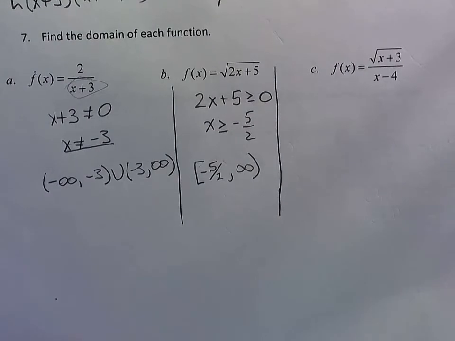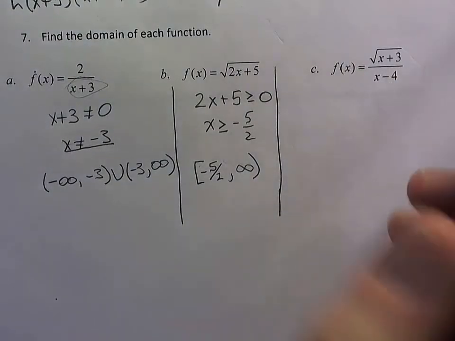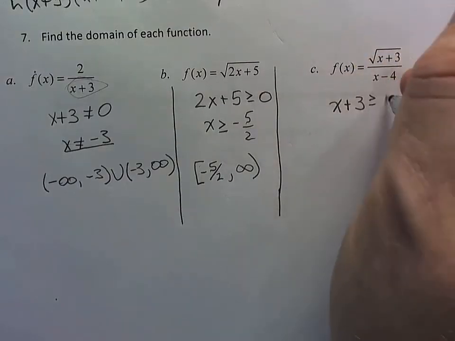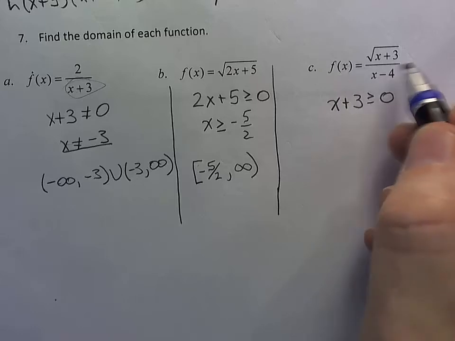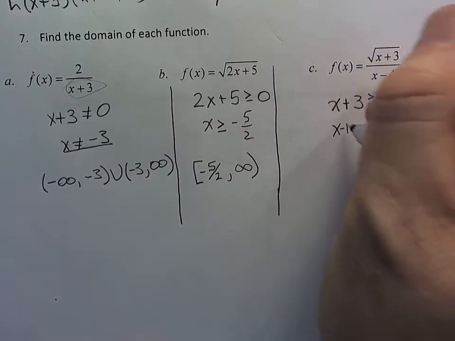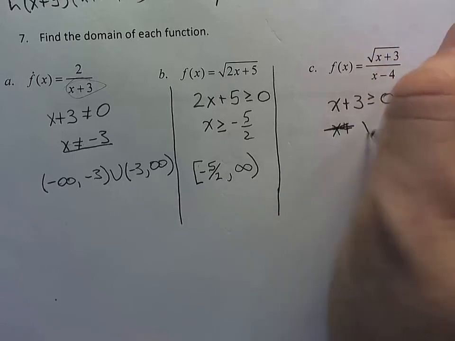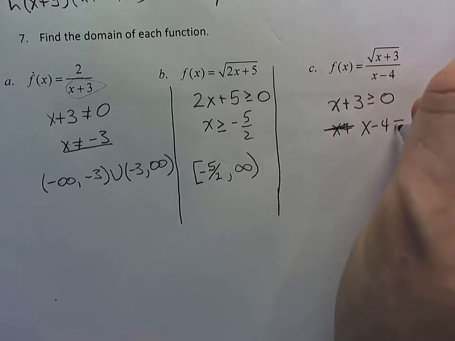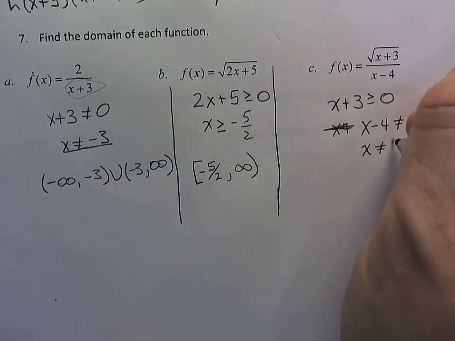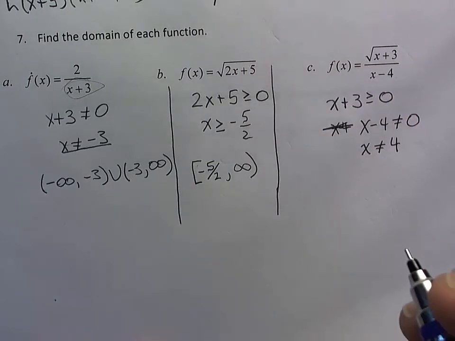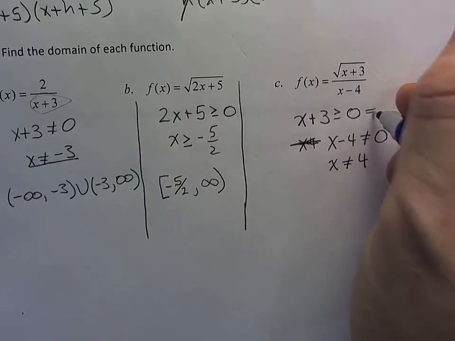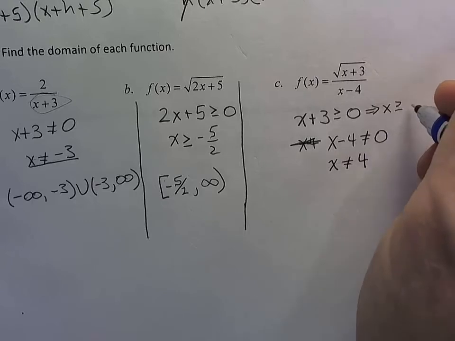Okay, now over here we have a combination. On the one hand, we want x plus 3 to be greater than or equal to 0 because of the radical there, the square root, the even index radical. And also we want x minus 4 not to equal 0. In other words, x cannot equal 4. So here's what we've got. This one up here gives us that x must be greater than or equal to negative 3.